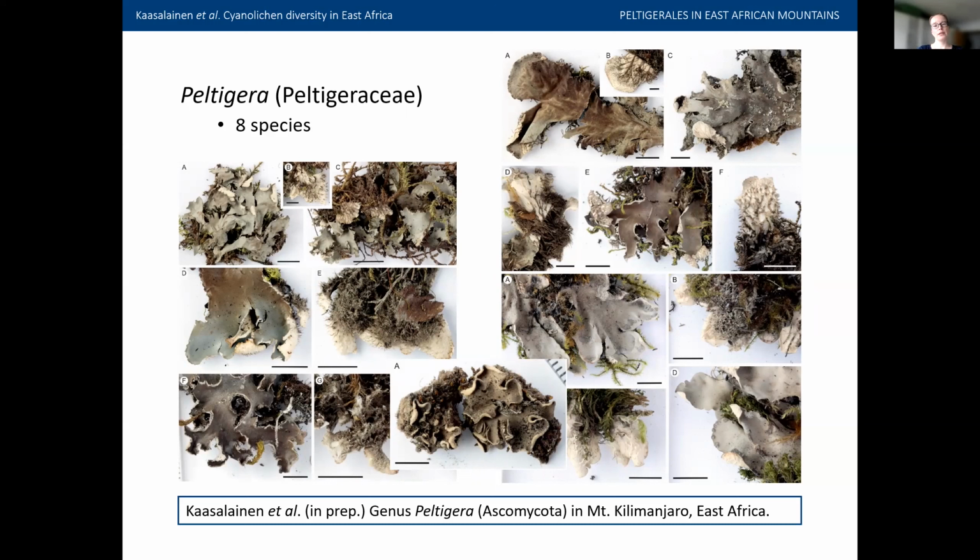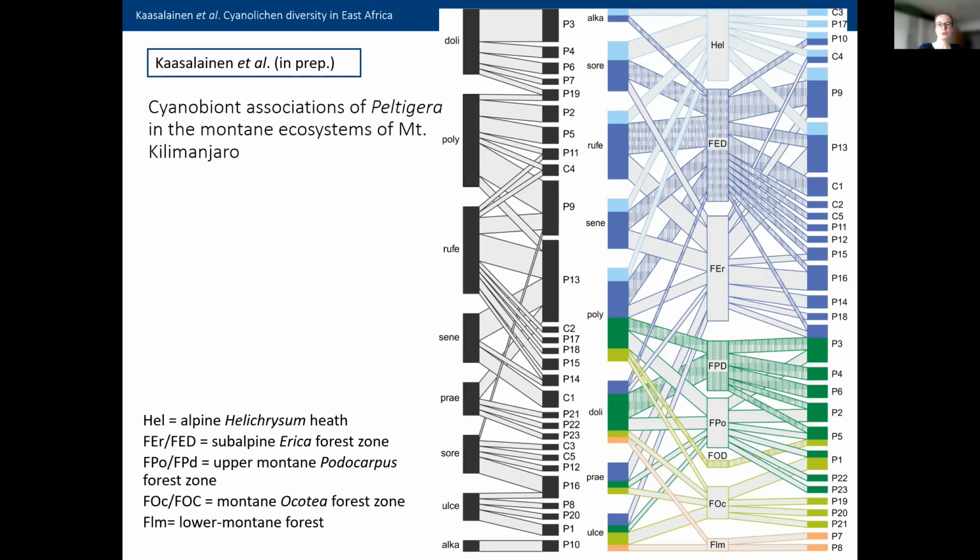And if we then look at the cyanobiont associations of Peltigera on Mount Kilimanjaro, here are 2 interaction networks. On the left in black and white, there is a normal bipartite interaction network between the mycobiont species, so Peltigera species on the left, and then the cyanobiont variants on the right. And from this, we can see that all but one species of Peltigera share their cyanobiont variants with other Peltigera species in this area.